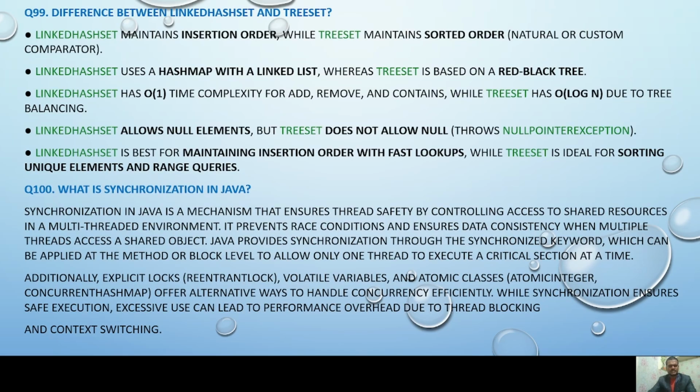Additionally, explicit locks, that is ReentrantLock, volatile variables, and atomic classes, that is AtomicInteger, ConcurrentHashMap, offer alternative ways to handle concurrency efficiently. While synchronization ensures safe execution, excessive use can lead to performance overhead due to thread blocking and context switching.